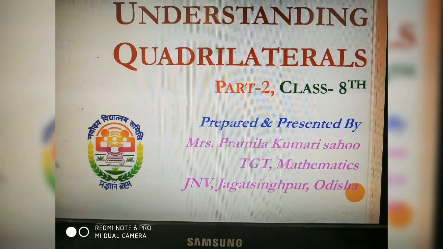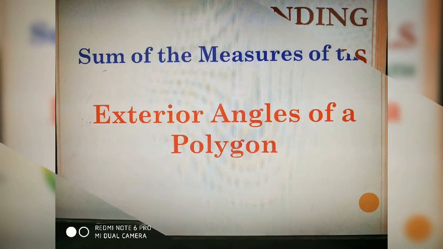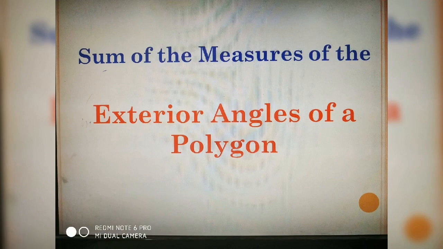Dear students, let us start Understanding Quadrilateral Part 2. Here in this section, we shall discuss some of the measures of the exterior angles of a polygon. All of you know about polygons. A polygon is a closed figure bounded by line segments. Triangle, quadrilateral, pentagon, all are polygons.